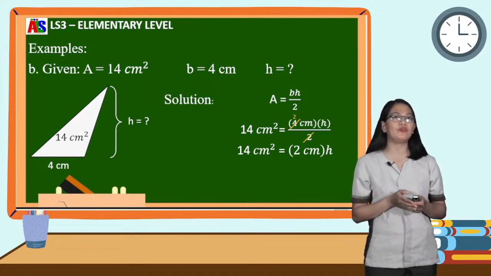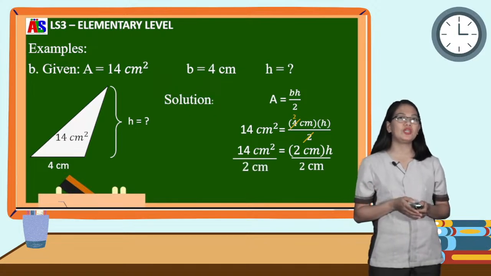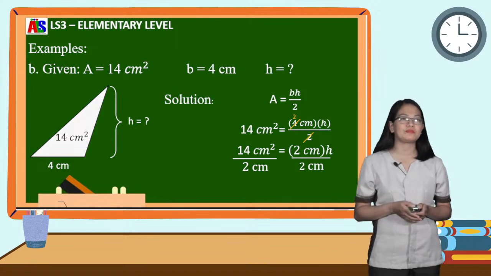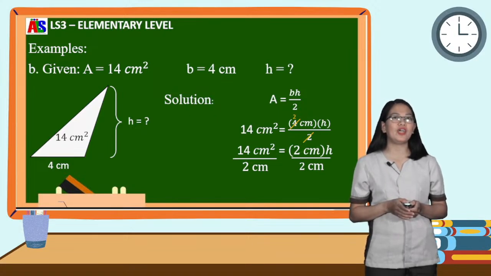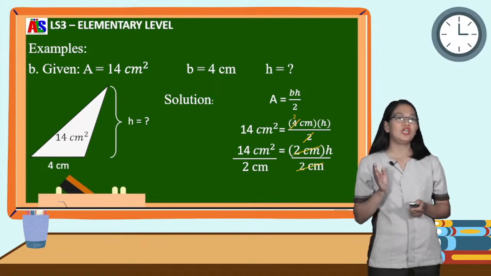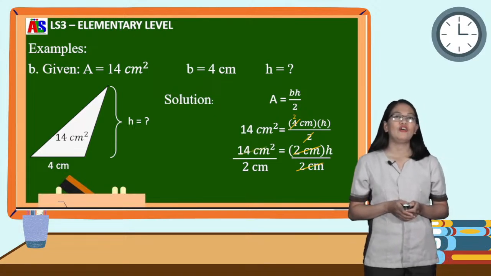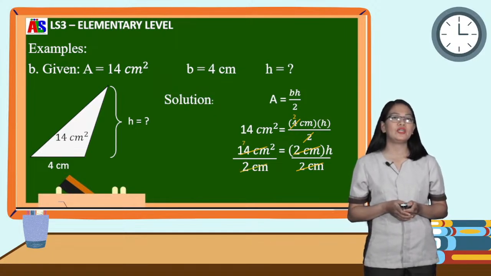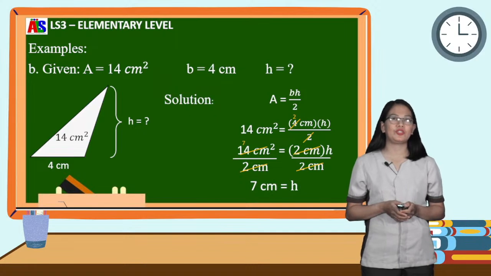Now, how can we solve for the height? Of course, we will simply divide both sides by 2 centimeters. Why 2 centimeters and not 14 square centimeters? It is because the number beside the unknown is 2 centimeters. Did you get it? Okay. So if we divide 2 centimeters by 2 centimeters, it will simply give us a quotient of 1, leaving h on the right side. And 14 square centimeters divided by 2 centimeters is equivalent to 7. Therefore, the length of the height now is 7 centimeters.